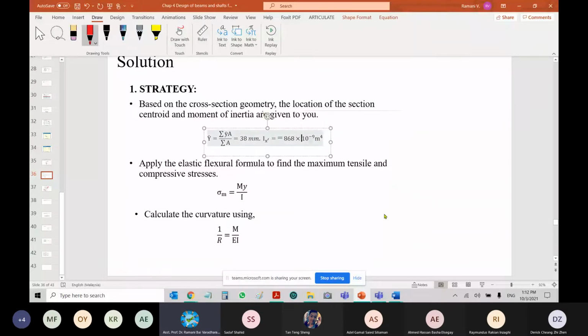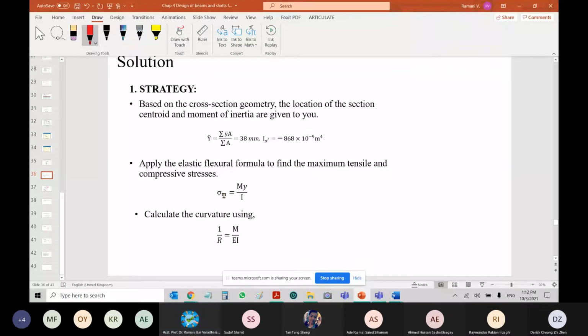The strategy for getting the solution is to write down all the formulas that you are going to use. And this data is already given. If not, you have to use this formula to find it, right? But in this whole module, I will provide you this data. You concentrate on the others. Apply the elastic flexure formula to find the maximum tensile stress and compressive stress.